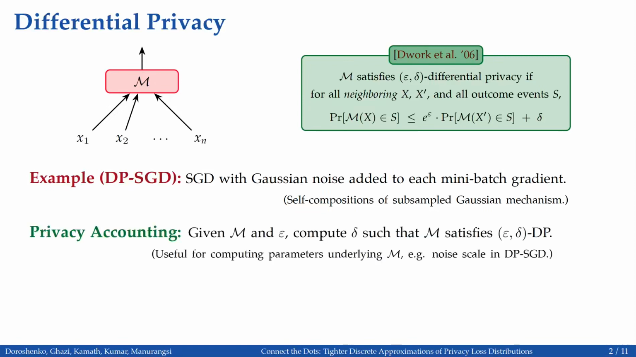For any mechanism M and an epsilon value, the goal of privacy accounting is to compute a delta such that M satisfies epsilon delta DP. Accounting methods are essential for computing parameters underlying the mechanism, such as the noise scale in DPSGD.